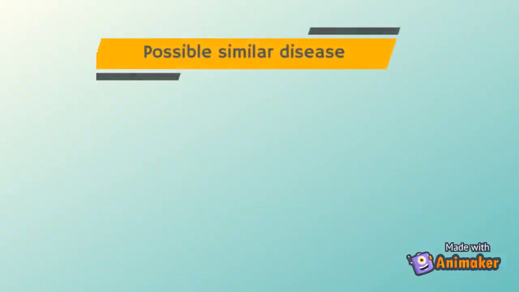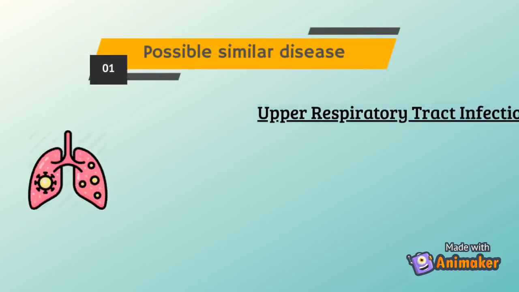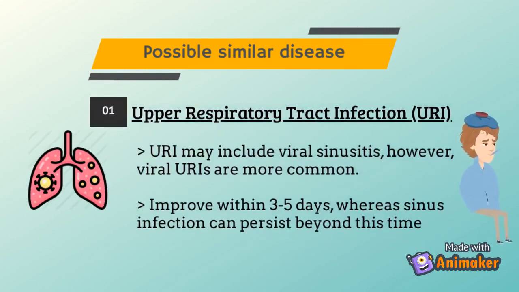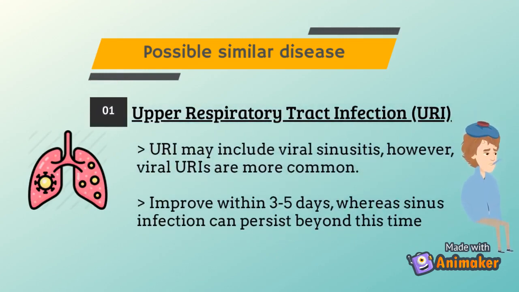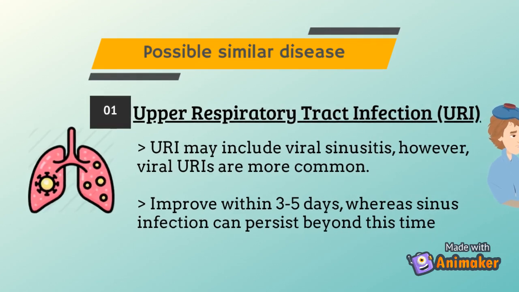Do you know that there are several conditions that can cause misdiagnosis for sinusitis? For example, viral upper respiratory tract infections or URI. Basically, it may include viral acute sinusitis, but viral URI are more common, and the symptoms improve within 3 to 5 days, whereas sinus infections can persist beyond this time.